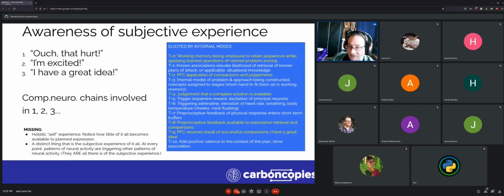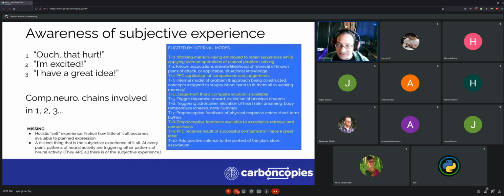At every point, there are patterns of neural activity that are triggering other patterns of neural activity. It's this constant triggering, this loop that's going on while you have that theta activity and the availability of those short-term buffers. That's really the subjective experience. That's carrying the subjective experience, and the subjective experience is happening all throughout your neocortex. So there isn't really a distinct thing there besides maybe a distinct type of mode. You have to be in that awake mode and have that theta.